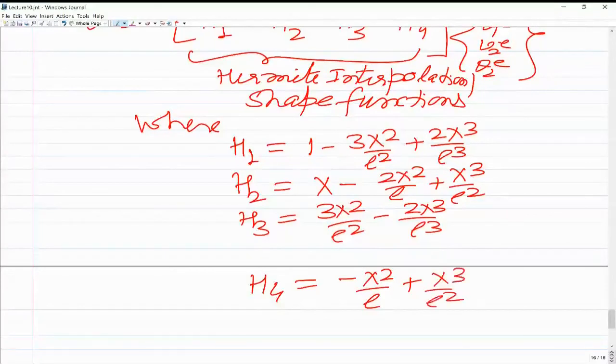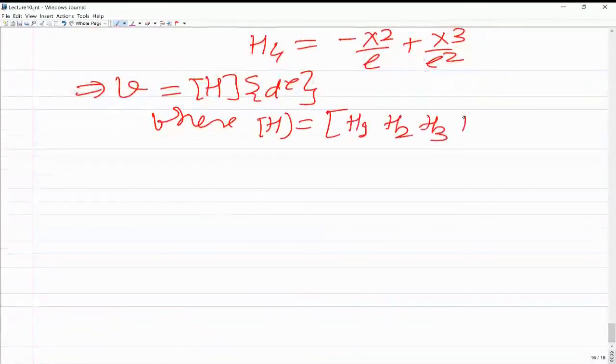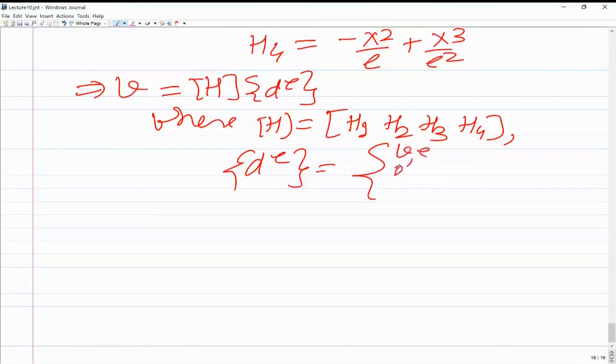So these are the Hermite interpolation functions. Ultimately, you can say that v is equal to H into de, where H, you already know the notation, consists of these four Hermite interpolation functions, H1, H2, H3 and H4, and de is nothing but v1e, theta 1e, v2e, theta 2e. So these are the degrees of freedom.